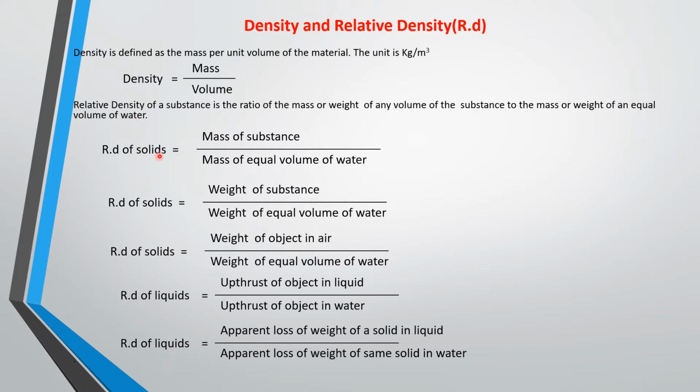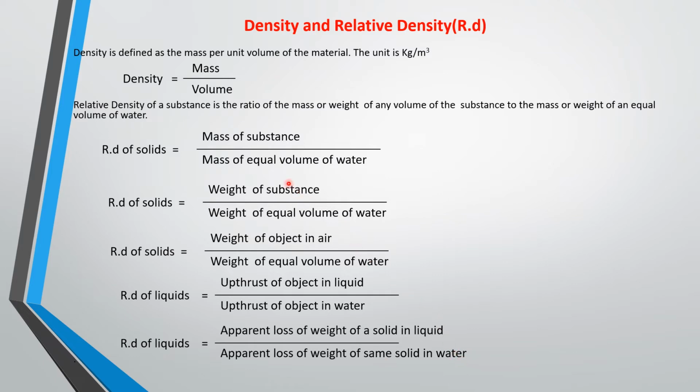So if you want to find the density of solids or liquids, these are basically the formulas that we use. Relative density of a solid is mass of the substance in air all over mass of equal volume of water, or weight of substance all over weight of equal volume of water, or weight of object in air all over weight of equal volume of water. So as the case may be, you can use any of these formulas to find the relative density of a solid. While the relative density of a liquid is equal to upthrust of object in liquid all over upthrust of object in water, or apparent loss of weight of a solid in liquid all over apparent loss of weight of the same solid in water.